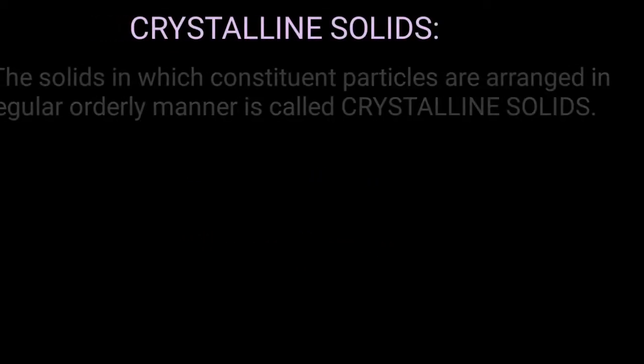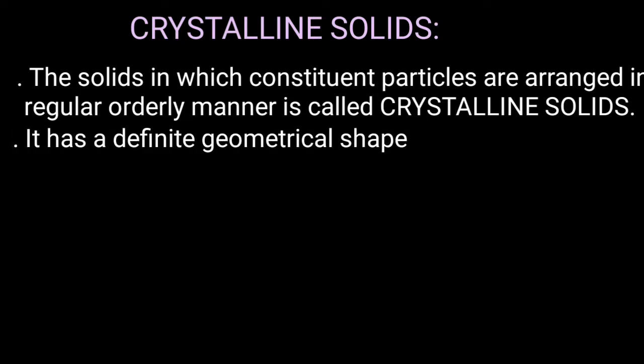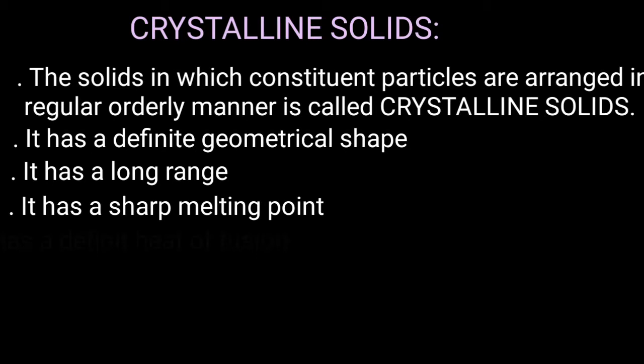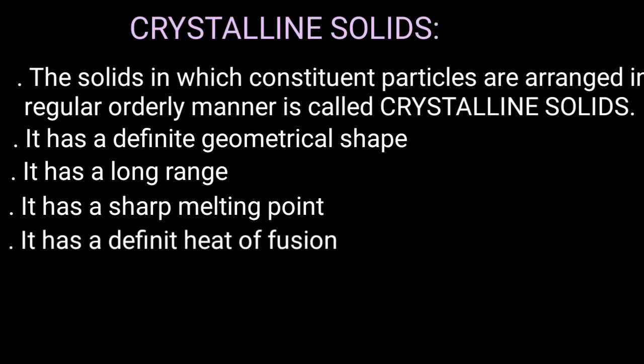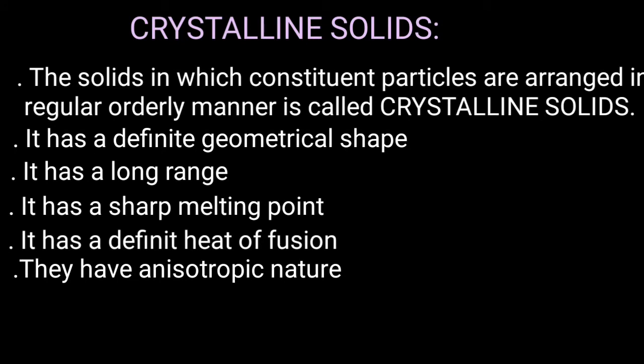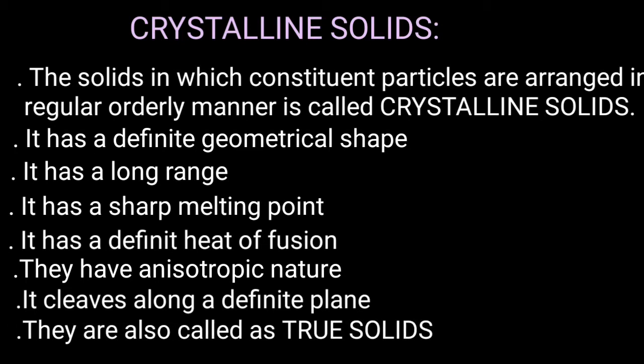Crystalline solids. The solids in which constituent particles are arranged in a regular orderly manner are called crystalline solids. It has a definite geometrical shape. It has a long range. It has a sharp melting point. It has a definite heat of fusion. They have anisotropic nature. It cleaves along a definite plane. They are also called true solids.